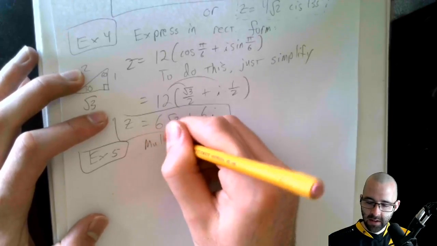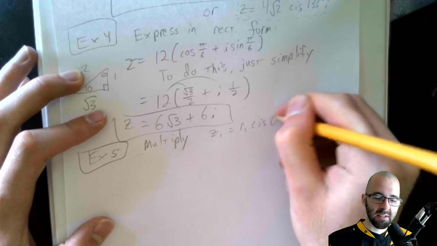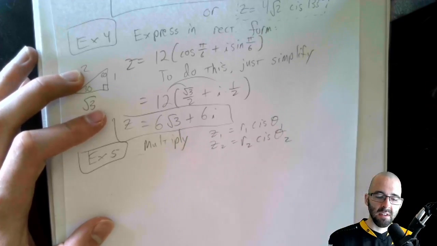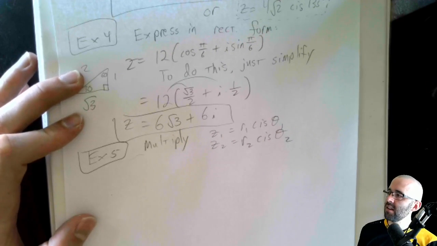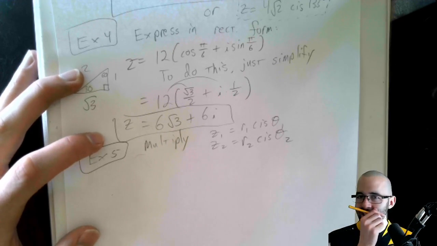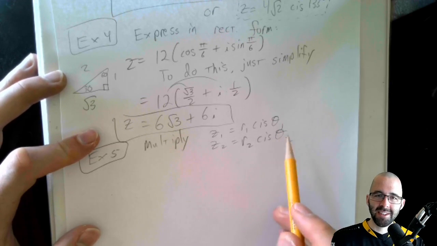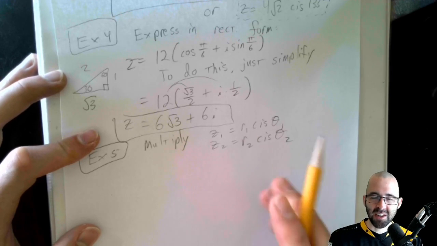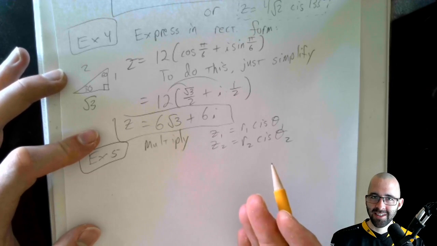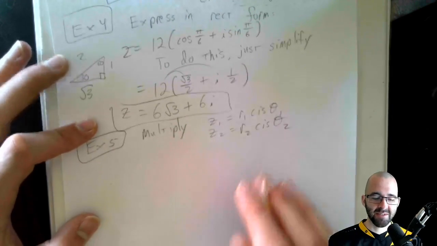Multiply Z1, let's call that R1 cis theta 1, Z2, which is R2 cis theta 2. What happens if we multiply these things together? Watch this. This is going to be a little tedious. This is like an exploratory problem. We're going to have a formula to do this, but I'm going to show you where the formula comes from just now. So you just want to sit back, relax, and watch the magic. We'll do some more regular example problems after this.